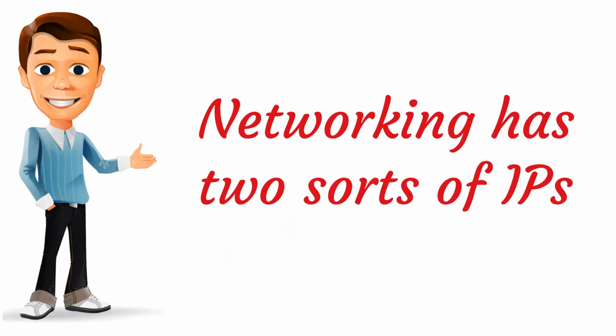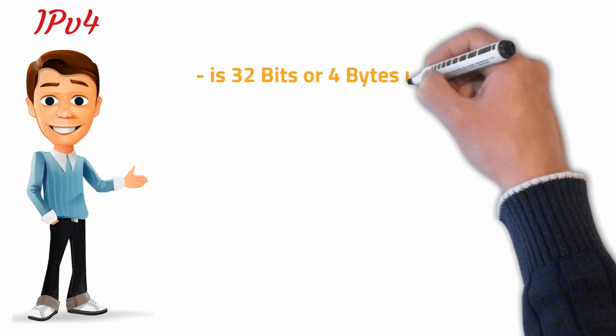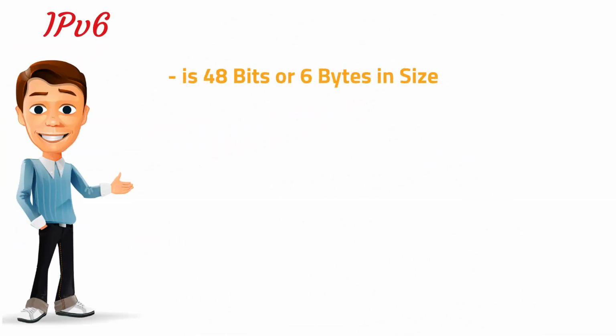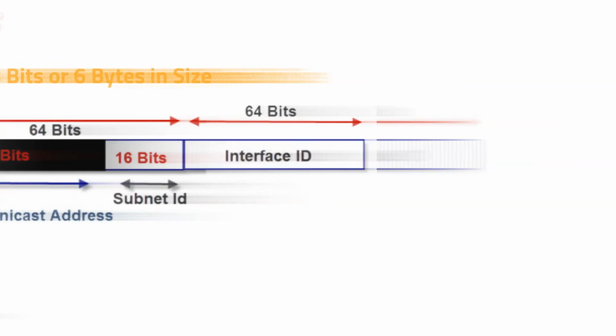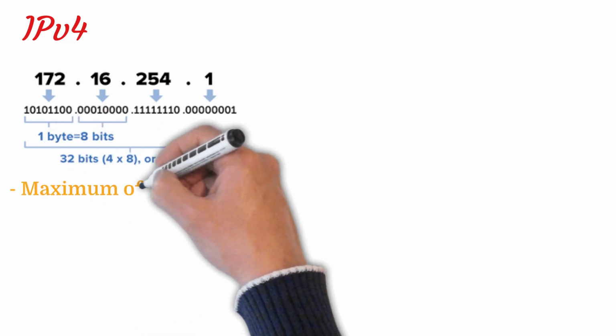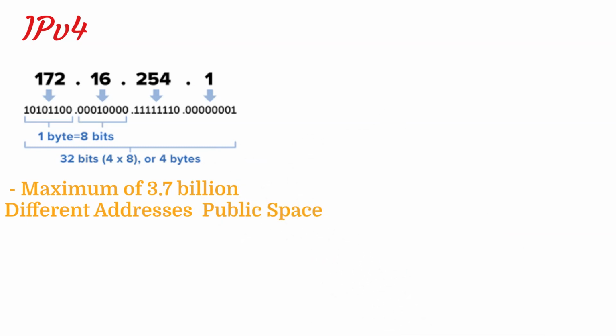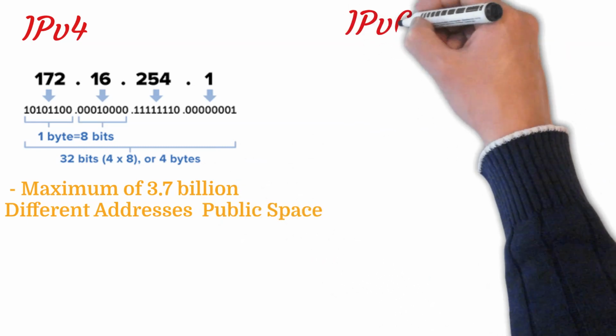Networking has two sorts of IPs: IPv4 and IPv6. IPv4 is 32 bits or 4 bytes in size. IPv6 is 48 bits or 6 bytes in size. The size of IPv4 has some limitation because of the 32-bit size. It supports a maximum of 3.7 billion different addresses in the public space. And that is the main reason IPv6 was introduced.